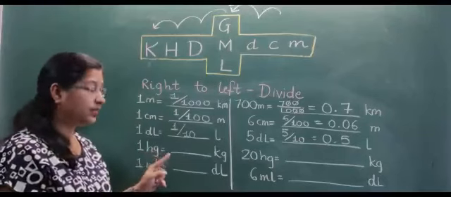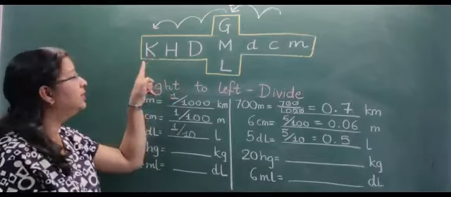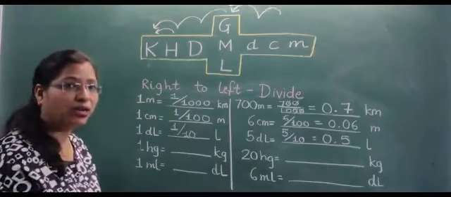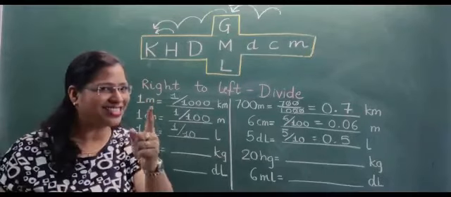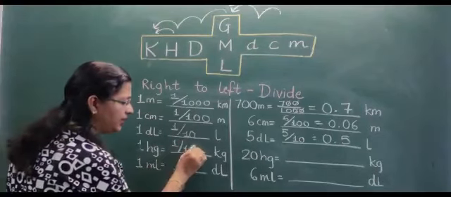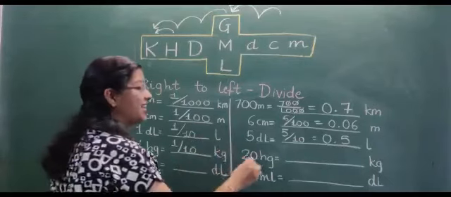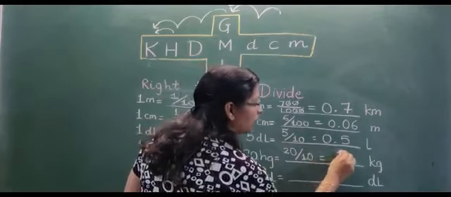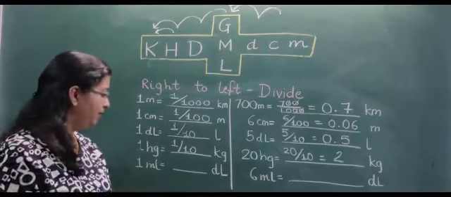1 hectogram is equal to how many kilograms? So you can see hectogram here, kilograms here. So you have to move 1 place to the left to convert from hectogram to kilogram. So you have to divide by, yes, you've guessed it right, divide by 10. So 1 upon 10 I'll write here. So 20 hectograms is equal to how many kilograms? 20 upon 10, which is equal to 2 kilograms. Now let's understand this last example.